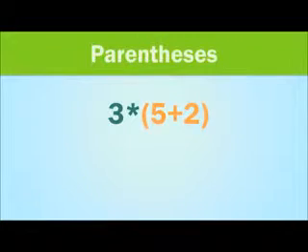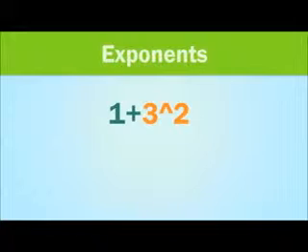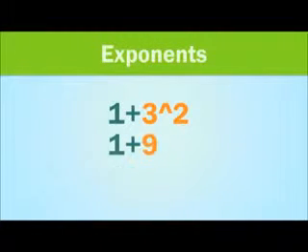In this formula, 5 plus 2 is in the parentheses, so we calculate that first to get 7, and then we multiply 3 times 7 to get 21. This formula contains an exponent, 3 to the power of 2, and we need to calculate that first before doing the addition.